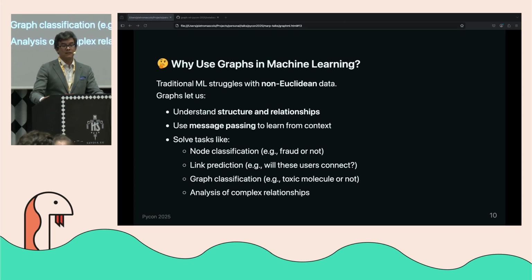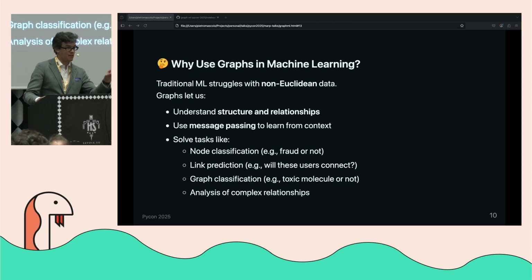Is it possible that a connection will form between a potential client and one of our suppliers? Is it possible that a certain transaction is fraudulent or not? Or how likely is it? Or graph classification, like predicting the type of a molecule and so on and so forth. And in general, these are data representations that are very well suited to represent and analyze very complex relationship patterns.